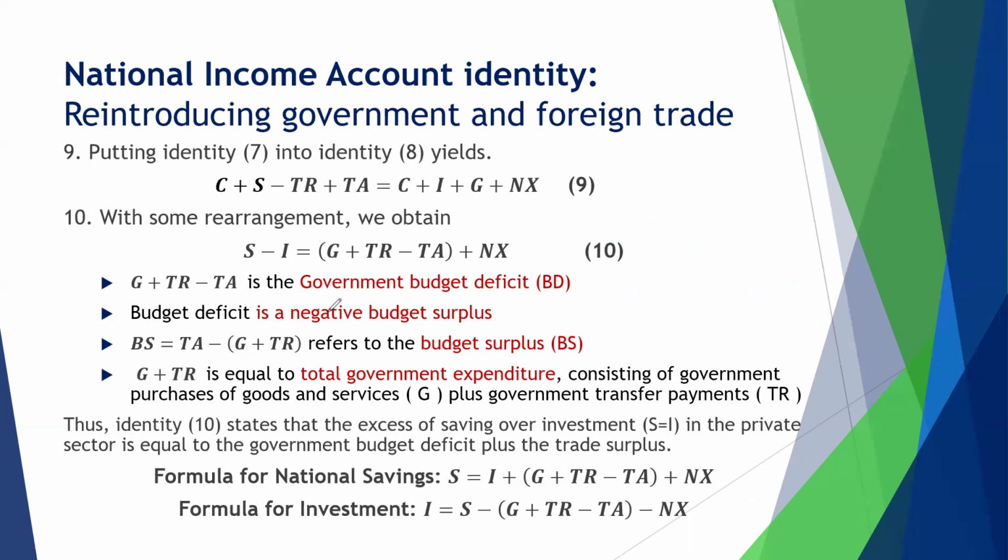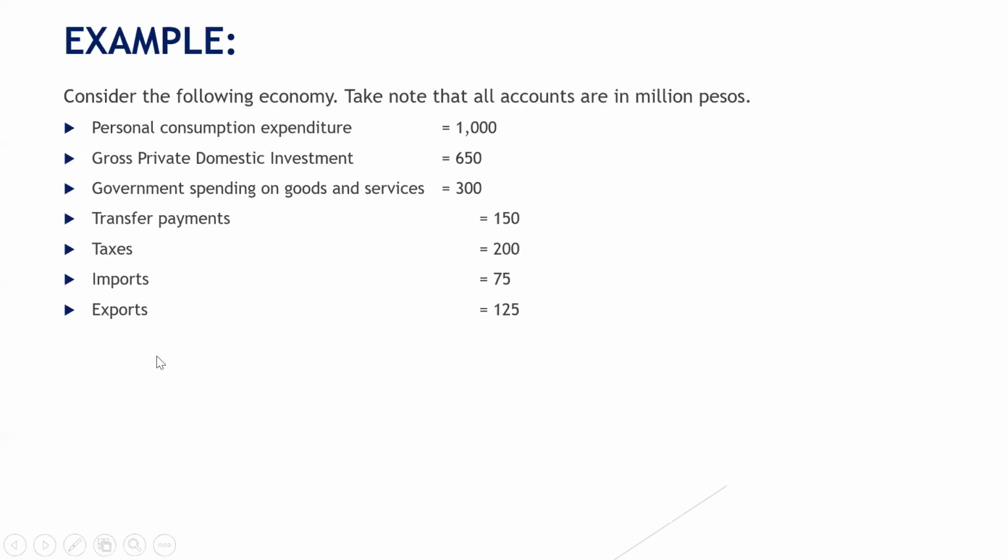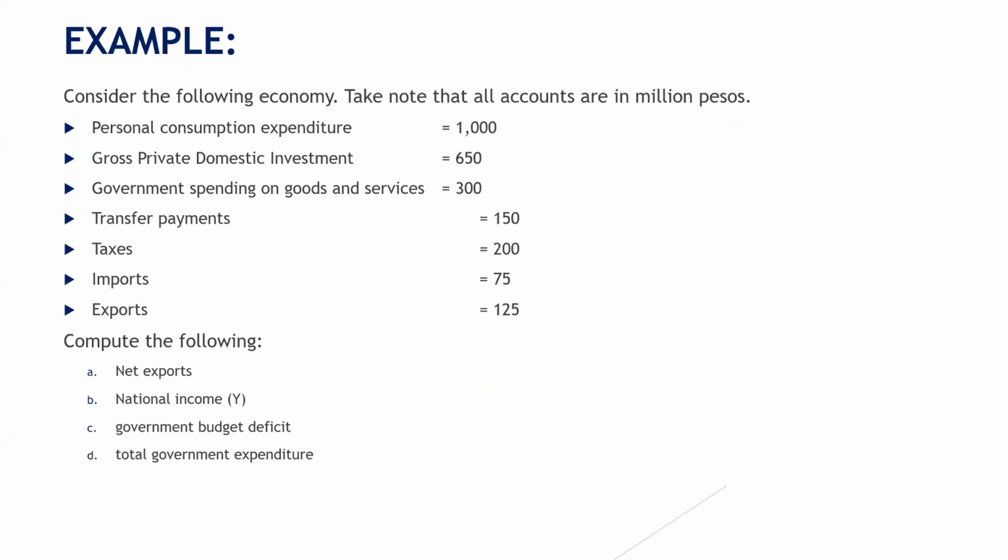Okay, so let's apply what we learned by simply answering this example. So consider the following economy. So we're going to compute the following: the net exports, national income, government budget deficit, total government expenditure, disposable income, and the value of savings.